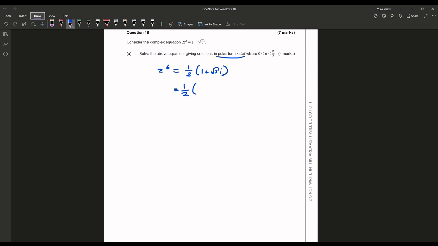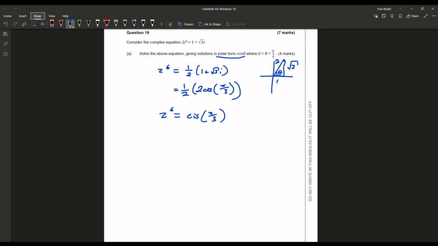So, if we draw a little sketch of it, we've got 1 across and root 3 up. This will be a right angle triangle, and we've got theta here, the angle we need, and we need this length. So its modulus is just using Pythagoras, we get 2 here, and then using trig, we get the angle as being pi over 3. So we've got z to the 6th equals cis pi on 3.